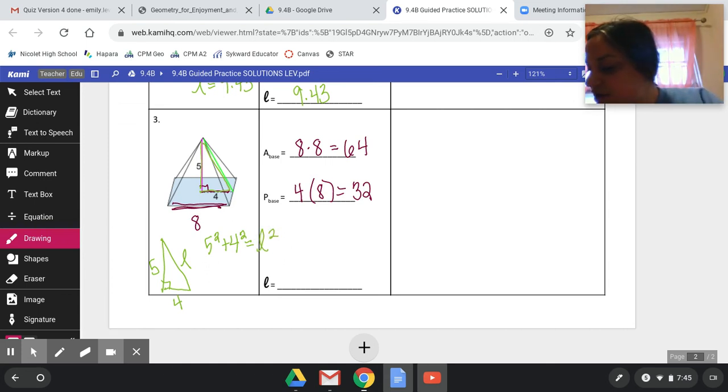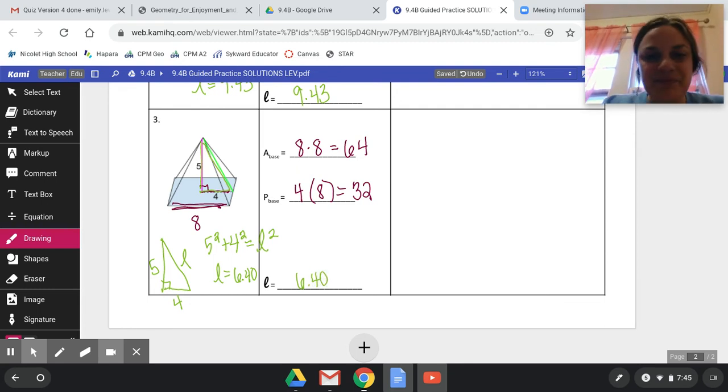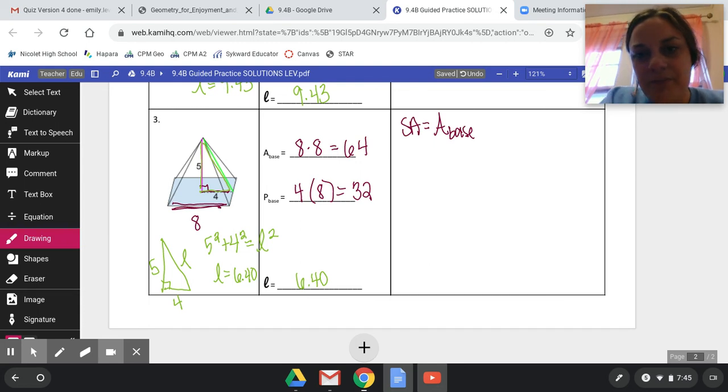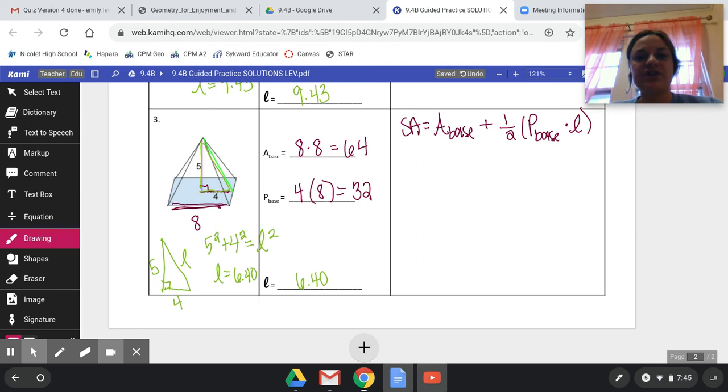So 5 squared plus 4 squared. Square root of 41 is about 6.40. So that is my slant height. Okay, so surface area is equal to area of the base, I've got only one of them, plus 1/2 times the perimeter of the base times the slant height. That will give me the full surface area, all right?